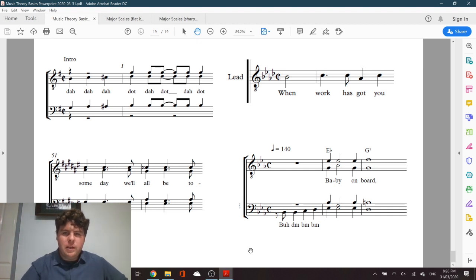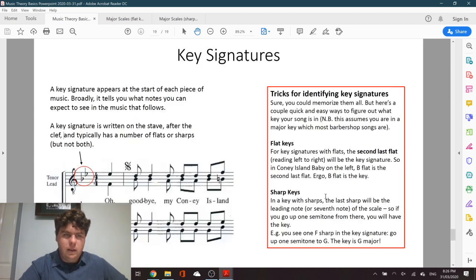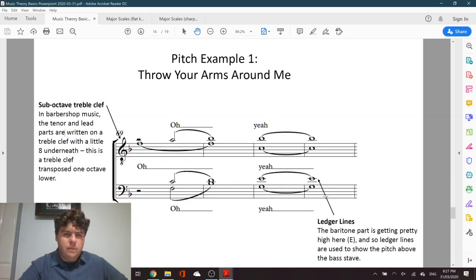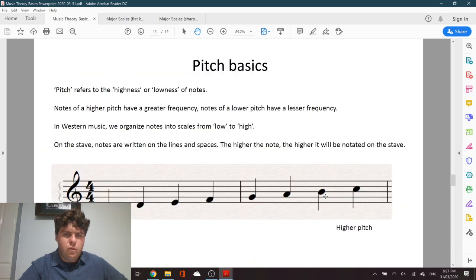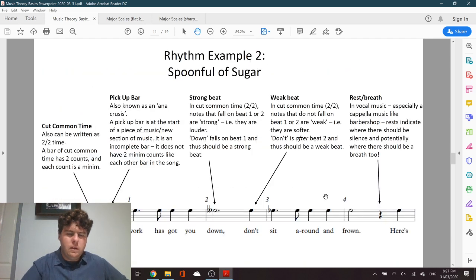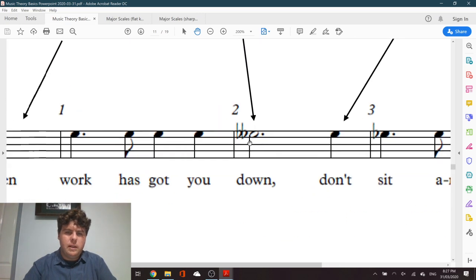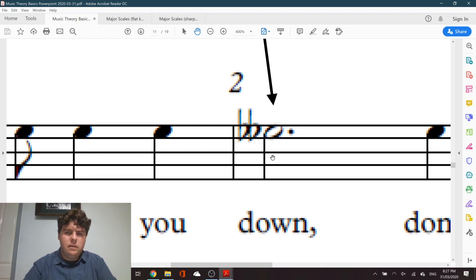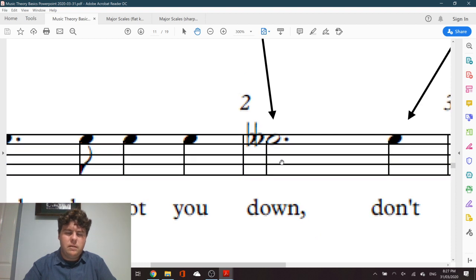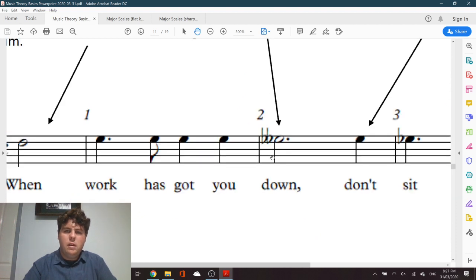There are also double flats. I think there was an example of a double flat near the beginning in Spoonful of Sugar. Let's find that. Here we go. We're on the subject of double sharps, and that's what a double flat looks like. It's just two flats side by side. Whereas a double sharp raises a note by a full tone, a double flat lowers a note by a full tone. So tenors, we're singing an E double flat, which is really a D.